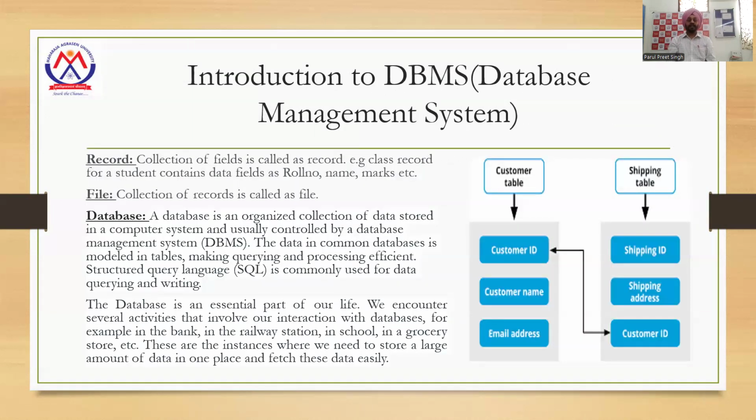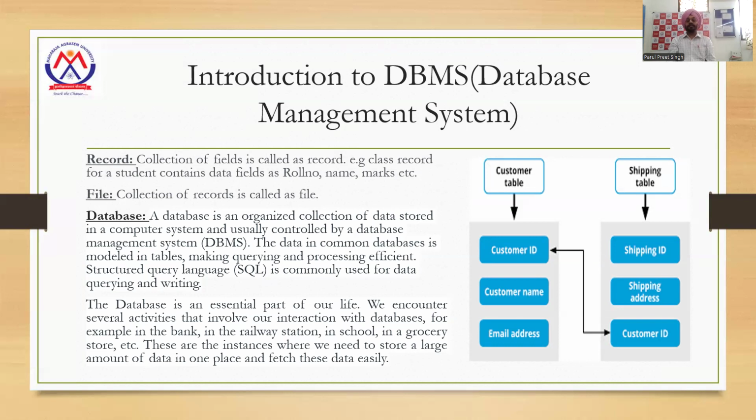Then is record. As I told you earlier, a collection of fields is called a record. Example, a class record for a student containing data fields as roll number, name, marks. Then comes file. A collection of records is called a file.